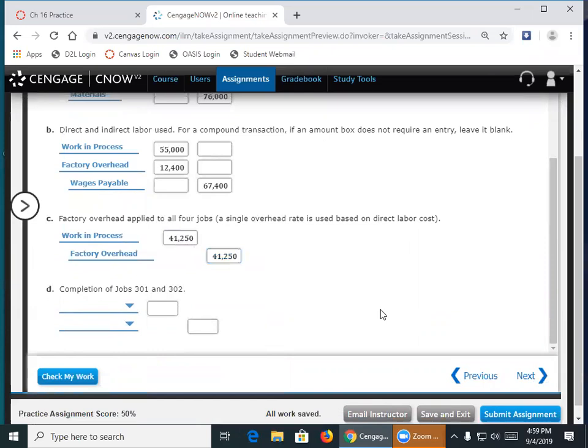So again, work in process gets all the product costs. So now we have that applied overhead of 41,250, and all three of those costs are split among those four jobs. And then applied overhead gets credited, so factory overhead. Okay. Any questions on that one?